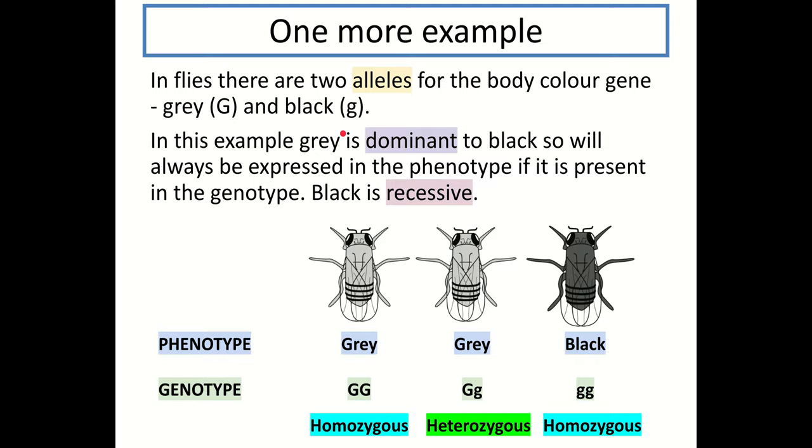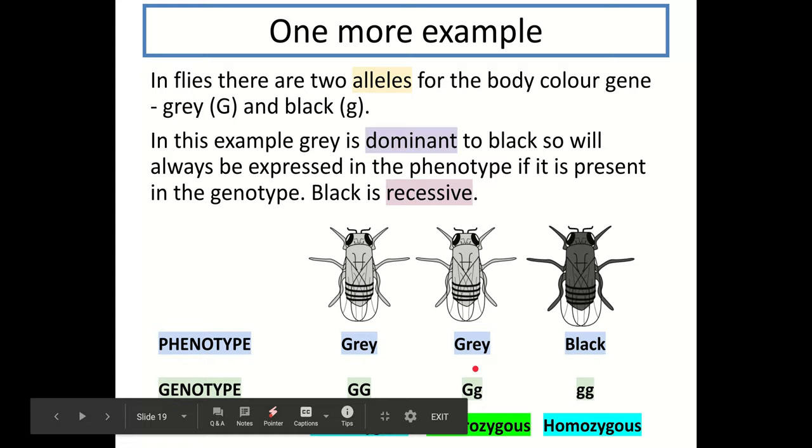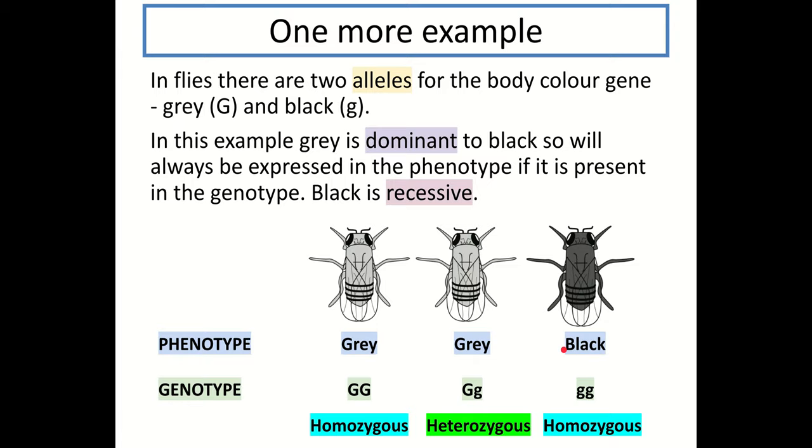So this fly on the left's genotype is big G, and so that means that this is going to be grey. The fly in the middle's genotype is big G, little g, so although it has one allele for black and one for grey, we know the grey is dominant, so the phenotype of this fly will be grey. Finally, the last fly on the right has a genotype of little g, so both are black, which means the phenotype is black. Our last terms we need to be able to use in this context are homozygous and heterozygous.